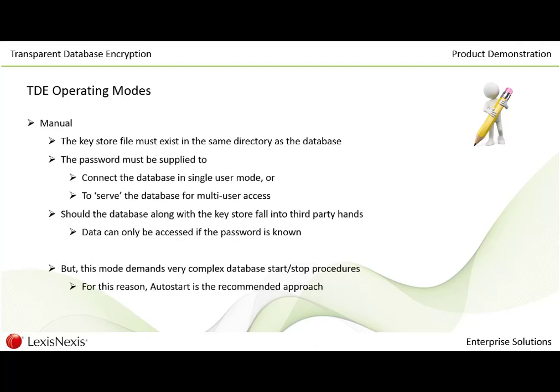Like Auto Start, manual mode requires that the key file is inside the folder with the database. Manual mode adds an additional layer of protection by demanding that a passphrase be entered whenever the database is accessed in single user mode or when serving the database for multi-user access. This means that even if the key file along with the database files falls into third-party hands, the data cannot be accessed without the password. But this mode demands considerably more complex administration processes for serving the database, and for this reason Auto Start is the recommended approach.